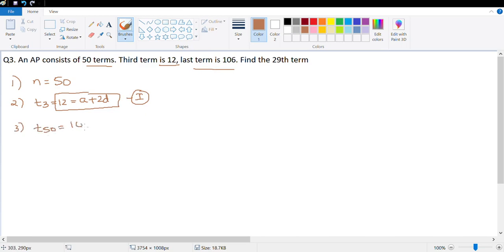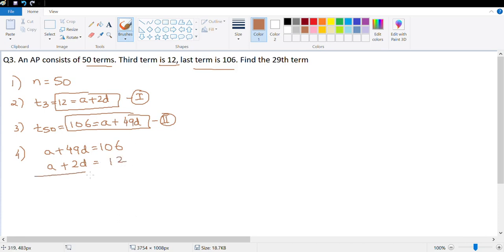So T50 is equal to 106, which will be equal to A plus n minus 1, that's 50 minus 1, that's 49D. So that's my second equation. We have two equations, two variables. Let's solve them simultaneously. So this is A plus 49D is equal to 106 and A plus 2D is equal to 12. Let's subtract. When I subtract, A and A get cancelled.